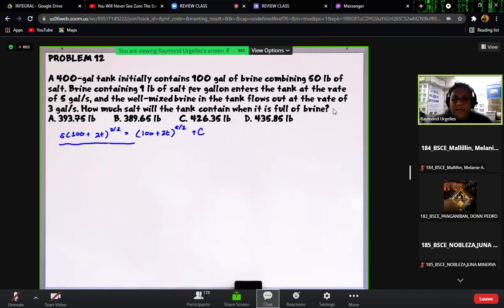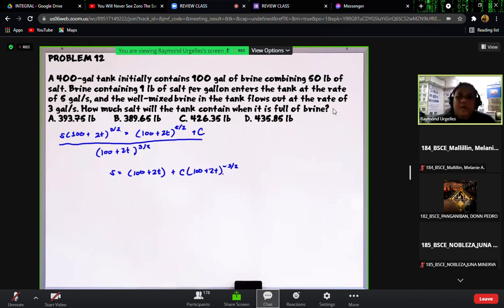Pag divide natin yung buong equation natin ng 100 plus 2t, this quantity raised to 3 halves, then you will get that S is equal to 100 plus 2t. 5 halves minus 3 halves is 1. So, therefore, this will be plus C times 100 plus 2t raised to negative 3 halves. Okay? So, any questions?